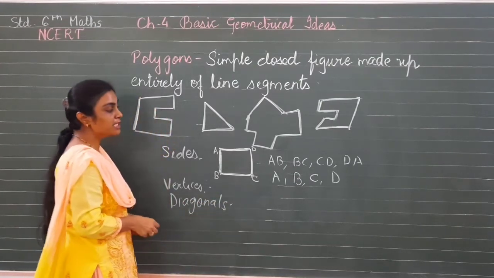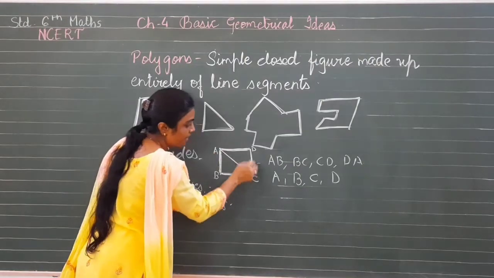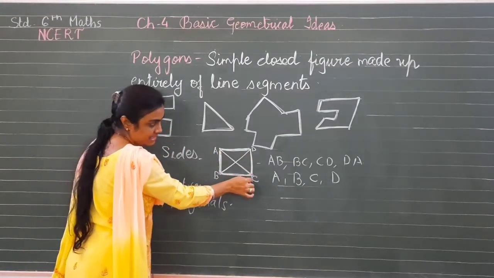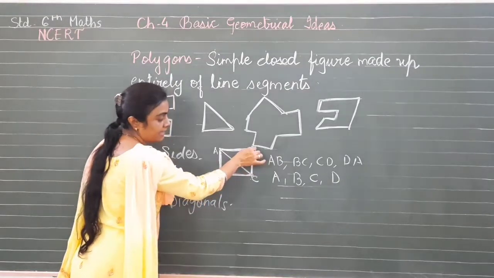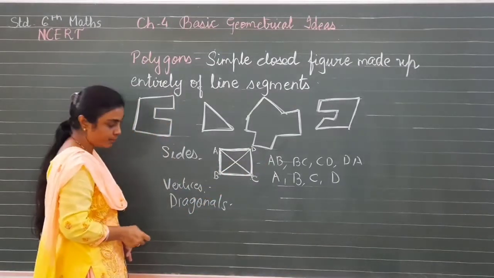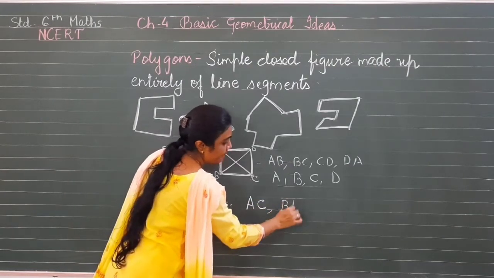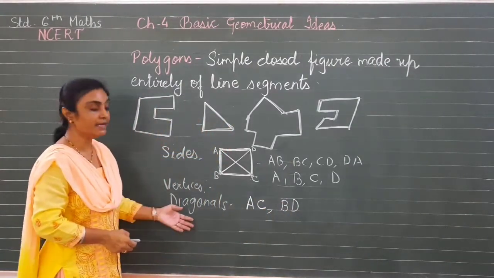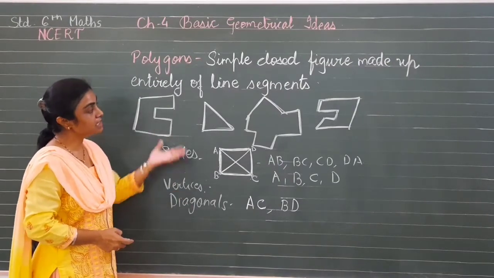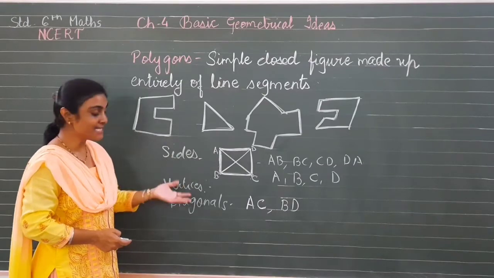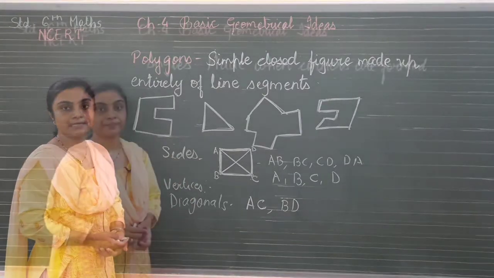Diagonals mean the lines which join the opposite points. A is meeting with C and B is meeting with D. They are sharing the opposite points. So AC and BD are said to be the diagonals. So a polygon is made up entirely of line segments, and in it there are sides, vertices and diagonals.